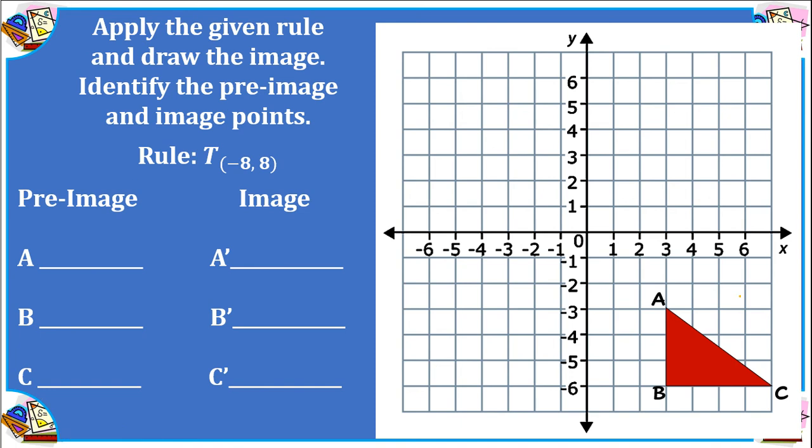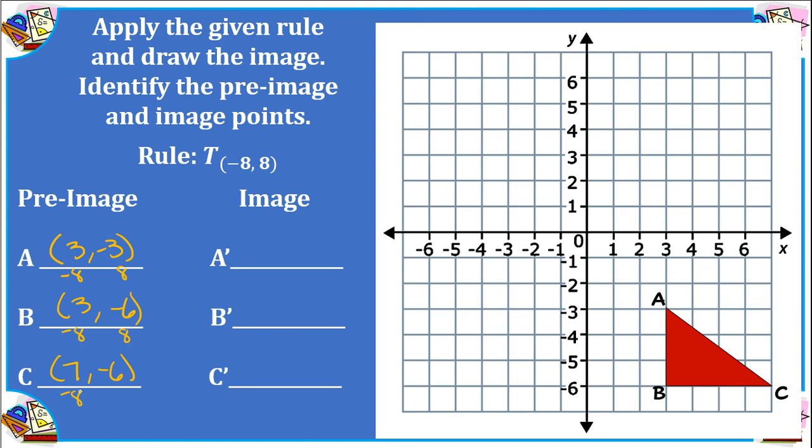Okay, let's try another one. So we have A in quadrant 4, (3, -3). We have B, (3, -6). And C is (7, -6). We are shifting this triangle to the left 8 and then up 8.